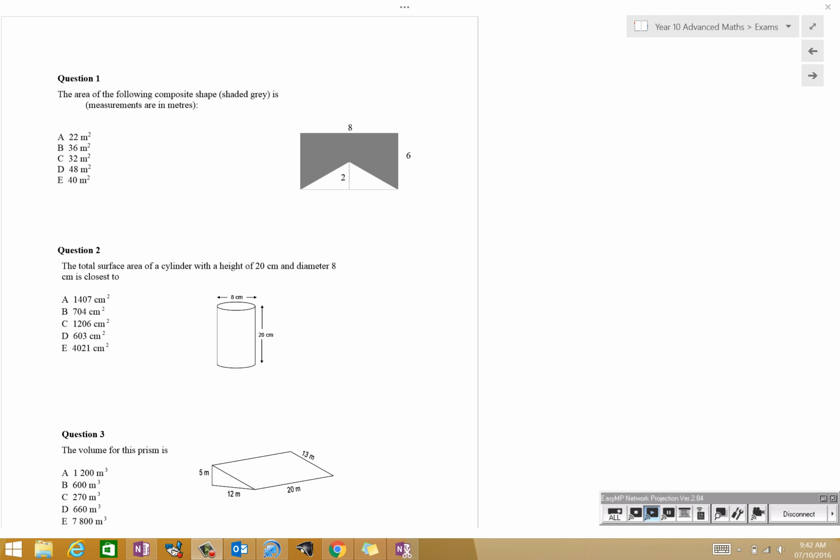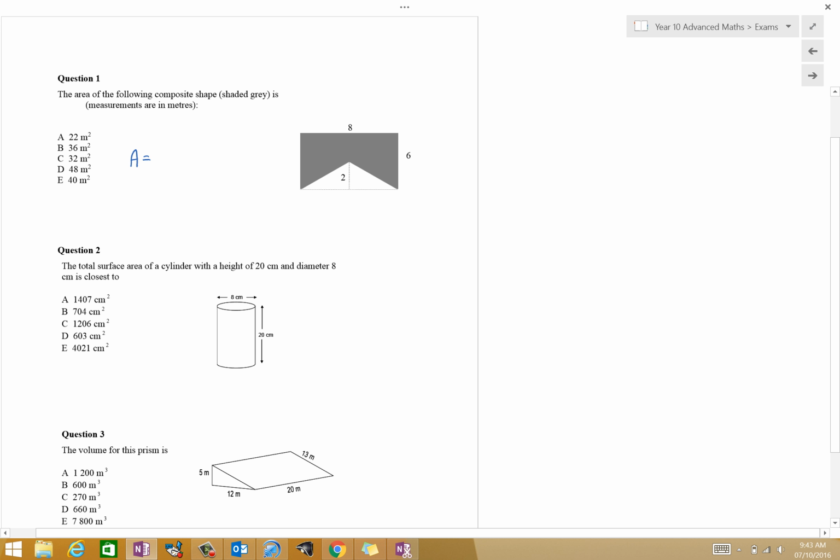All right, so question 1, very straightforward, composite shape. We've got a rectangle and a triangle, so the area of that composite shape is equal to my rectangle, which would be 8 times 6, which is 48. Subtract my triangle, which is a half times the base, which is 8, times the height, which is 2.